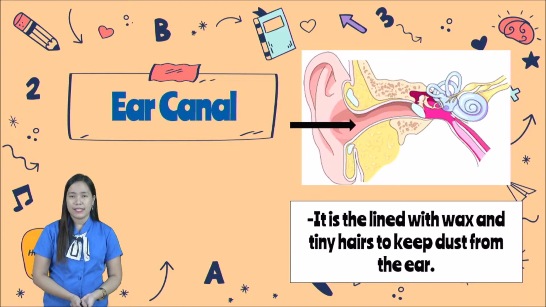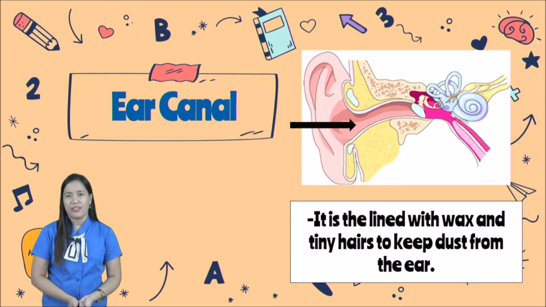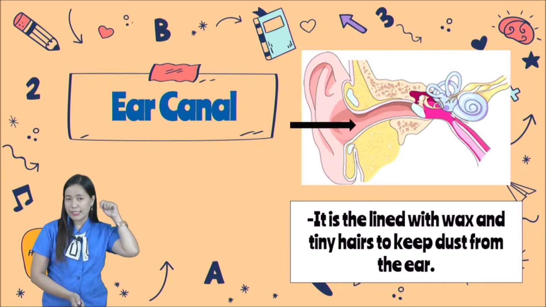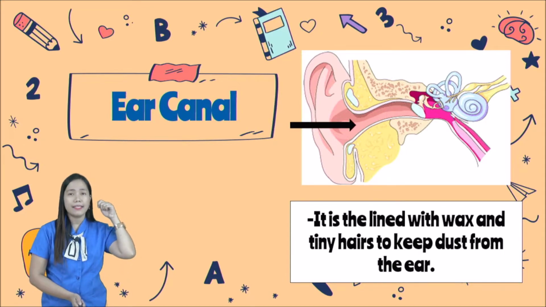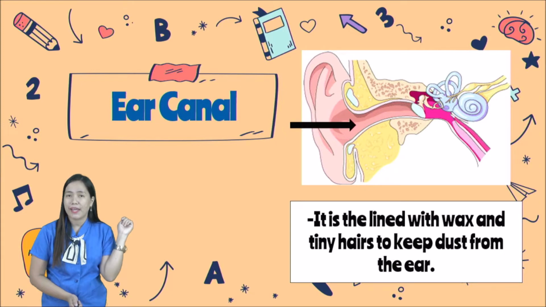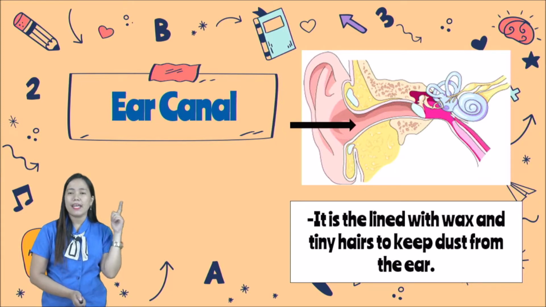As you can see, look at the arrow. It is lined with wax and tiny hairs to keep dust from the ear. Do you know earwax? When you're cleaning your ear with a cotton bud, you can get earwax, right? Yes, and our ear has tiny hairs. The importance of those tiny hairs is to keep dust from going inside our ear.